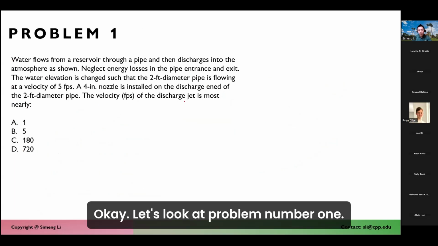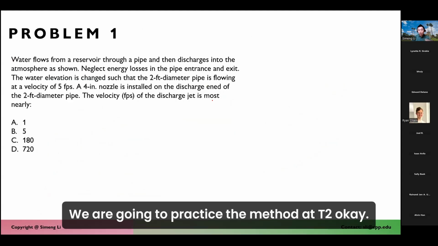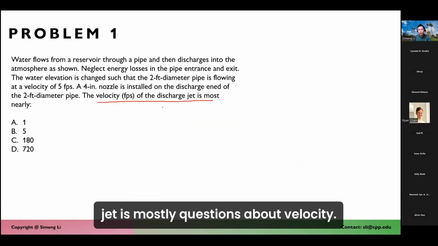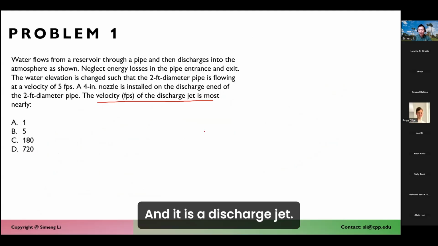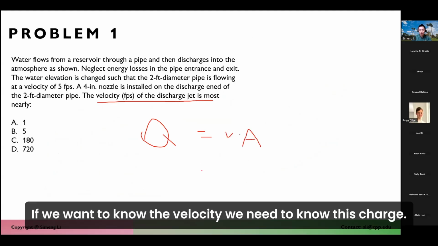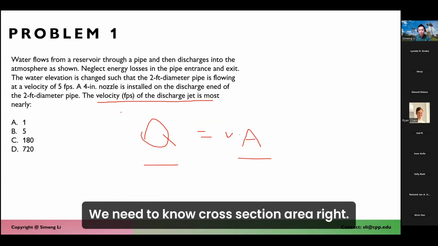Okay, let's look at problem number 1. We are going to practice the method I teach you, okay, from the end to the beginning. Velocity of the discharge jet is mostly questions about velocity. And it is a discharge jet. So discharge is Q, velocity is V. Velocity times cross-section area. If we want to know the velocity, we need to know discharge. We need to know cross-section area.